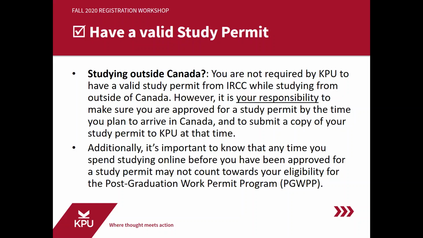Additionally, make sure that you're aware of this. This is very important. Anytime that you spend studying online before you are approved for a study permit may not count towards your eligibility criteria for the PGWP, post-graduation work permit. So I'm going to read this again. Anytime that you spend studying online before you have been approved for a study permit may not count towards your eligibility for the post-graduation work permit. So that explains one of the reasons why it is also very crucial for you to have a study permit before you start your studies, okay?